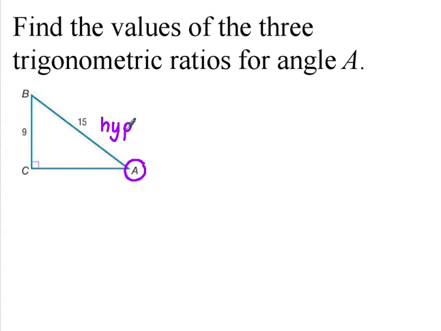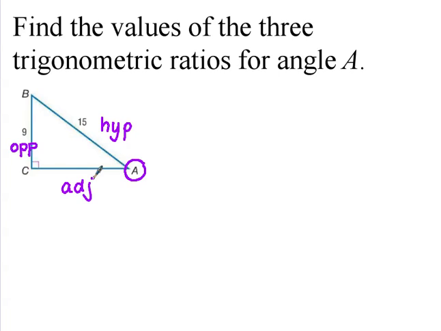I highly encourage you to do this, because it's going to make things a lot easier if you label the sides. Now we have the 2 other remaining sides. What are the 2 remaining sides I need to label? Adjacent and the opposite. Which one is the 9? 9 is the opposite. Very good. And so that means the blank one here is the adjacent.